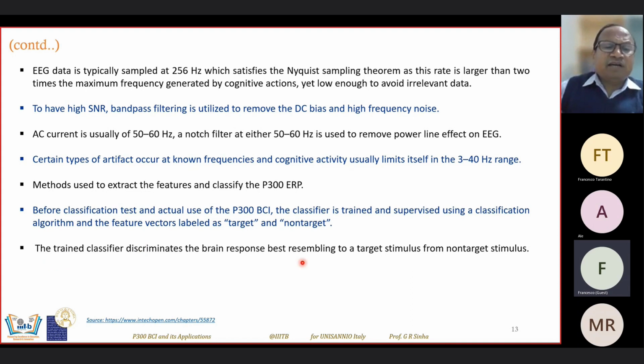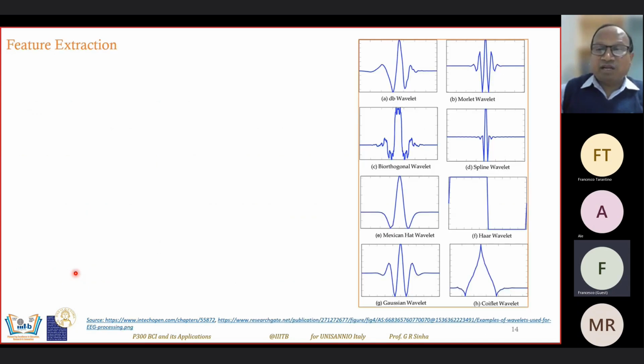So the trained classifier helps to discriminate the brain response best resembling the target stimulus from non-target. So target to non-target discrimination is an important task. For example, there is a P300 speller. The classifier detects the letter with maximum probability. The letter which is having more probability is detected by P300 speller, and that we'll talk about later in coming slides.